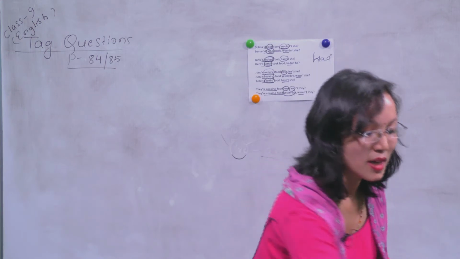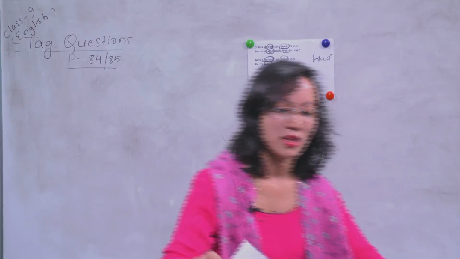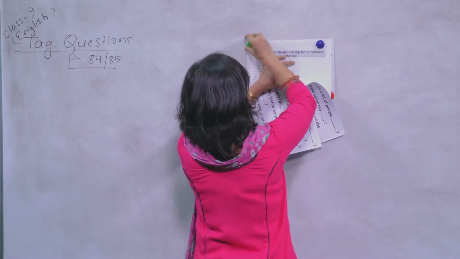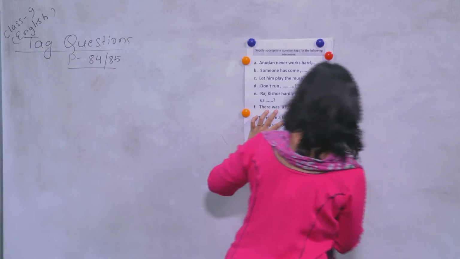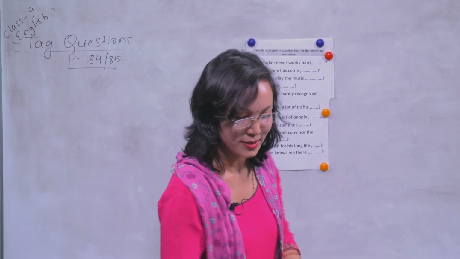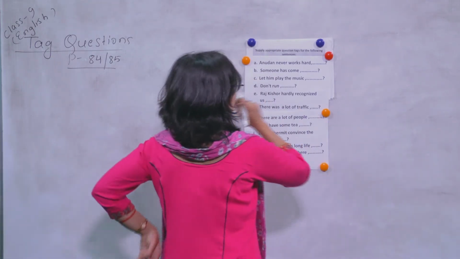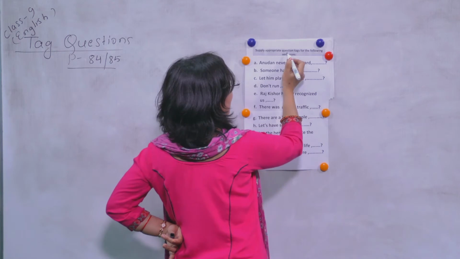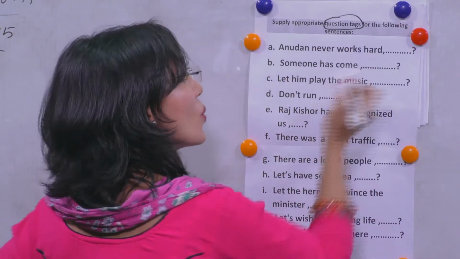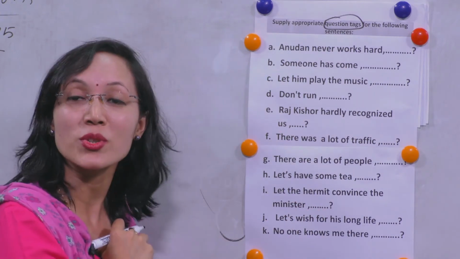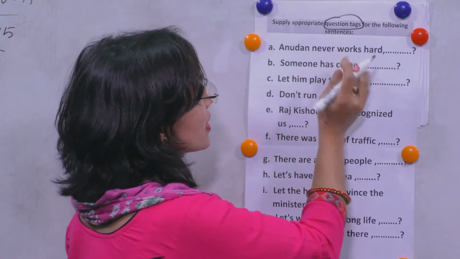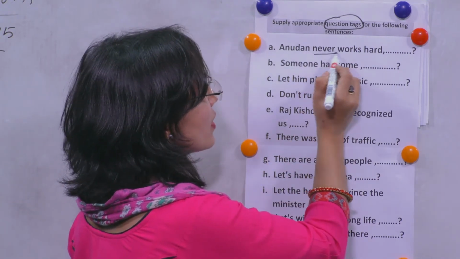So there was an exercise where we have to supply some question tags. Oh, you have already started doing this one. Now we need to supply correct, appropriate question tags. Anudan never works hard. Now what do you think is the correct tag for it? So we saw some rule. What do you think?